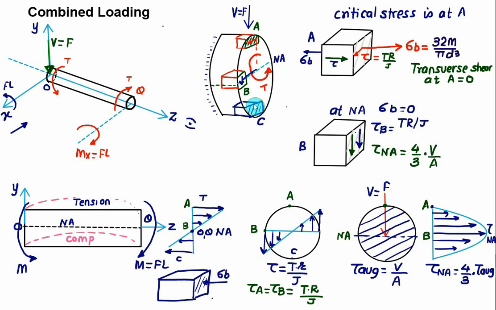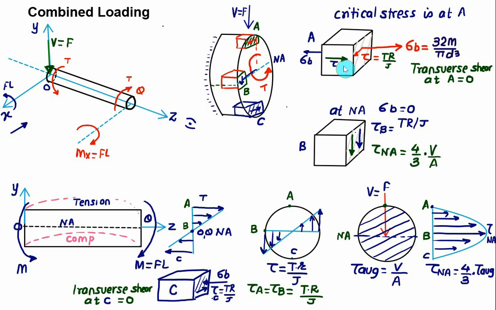Now as far as the direction of the shear stress is concerned, I have to show this shear stress on this face. So this will be the value of the shear stress, tau at point C, which will be equal to T multiplied by R divided by J. And at point C, which is again at the bottom, the transverse shear at C will be equal to 0. Only two stresses will act. So this one is the state of stress at C.